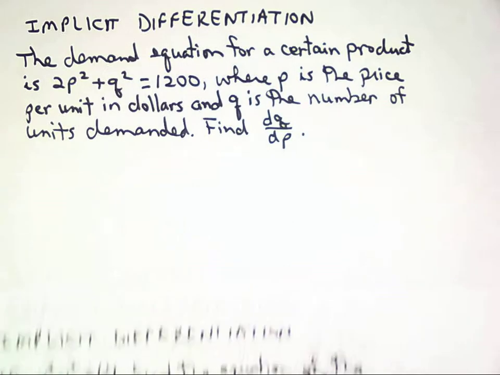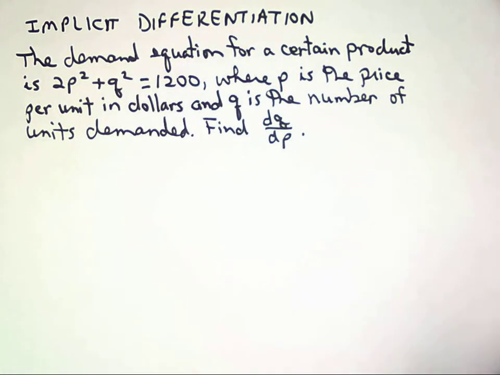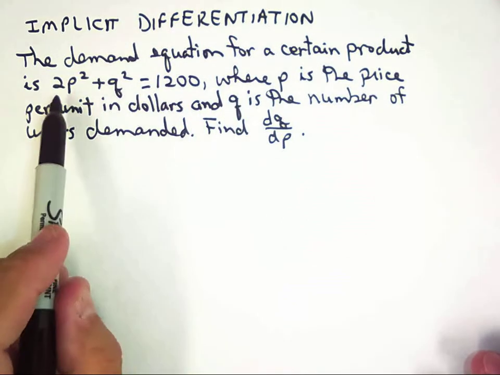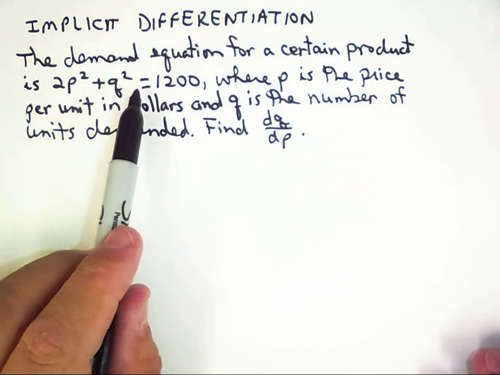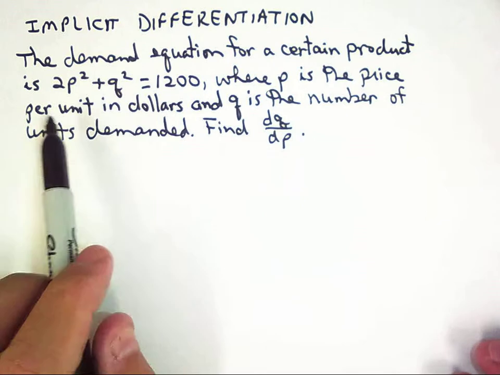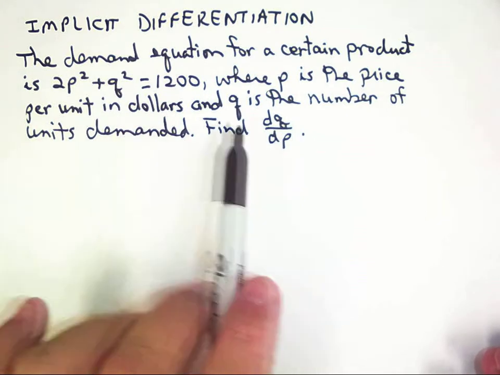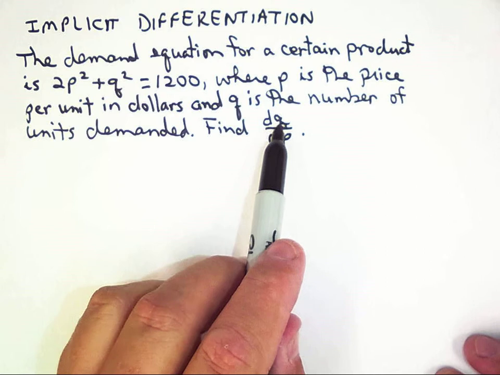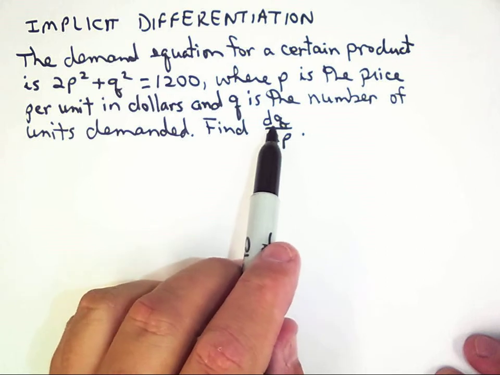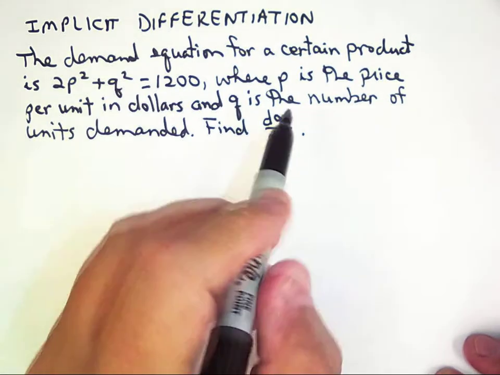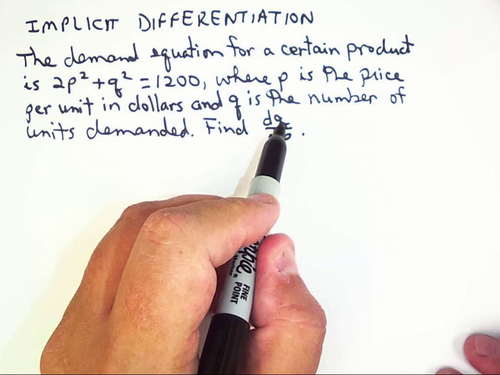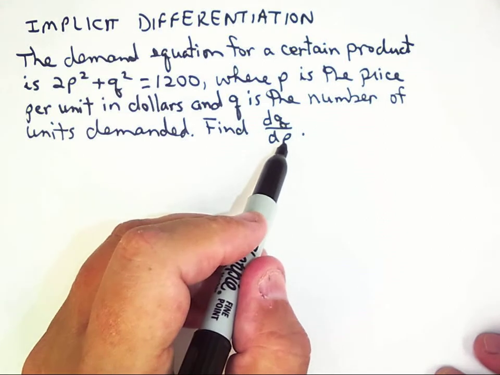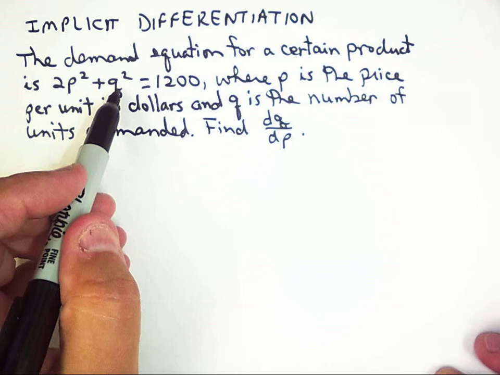Let's look at one more application problem. It says the demand equation for a certain product is 2p squared plus q squared equals 1200, where p is the price per unit in dollars and q is the number of units demanded. They want us to find dq over dp. In other words, the derivative of the quantity with respect to the price. So the q is like the y and the p is like the x if you're thinking of dy over dx. So the p is the variable and q is a function of p.